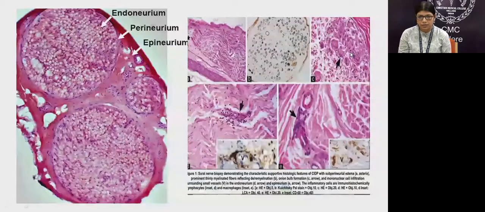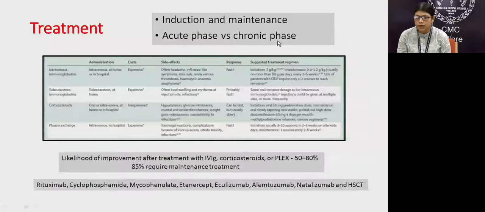Biopsy-wise, the characteristic finding we have heard of is onion bulb formation because of the myelin degeneration. And here, this is the myelin staining, which shows a reduction of the myelinated axons. Treatment has an induction and a maintenance phase. Induction is to bring the patient into remission, and maintenance is to maintain the immunomodulation so that there are no relapses. Apart from IVIG and plasma exchange, corticosteroids are important in CIDP, and they are often used for both the induction as well as the maintenance phase.